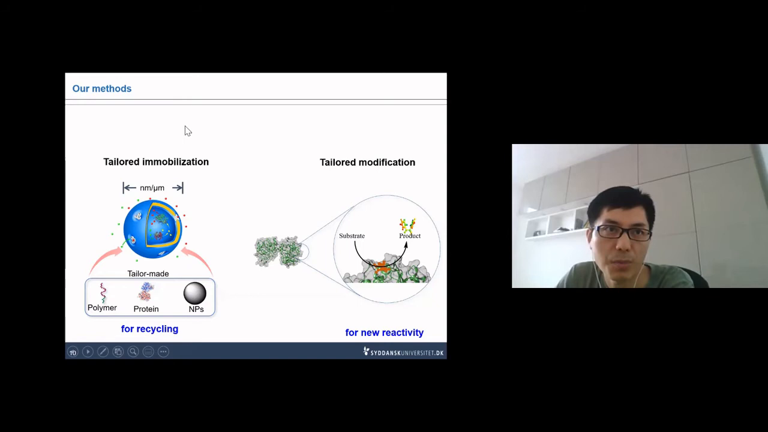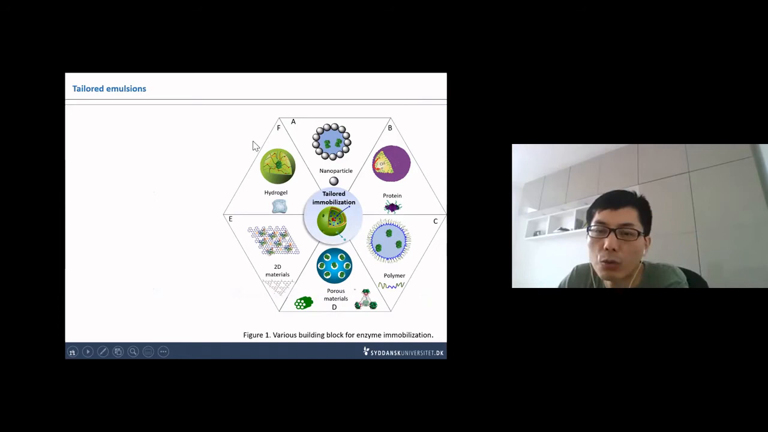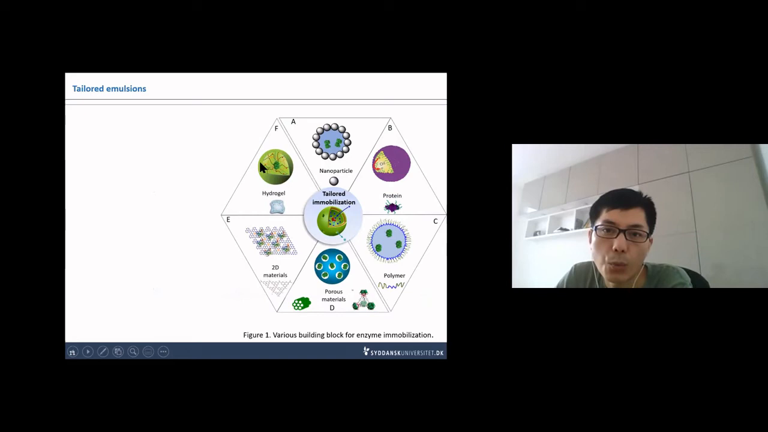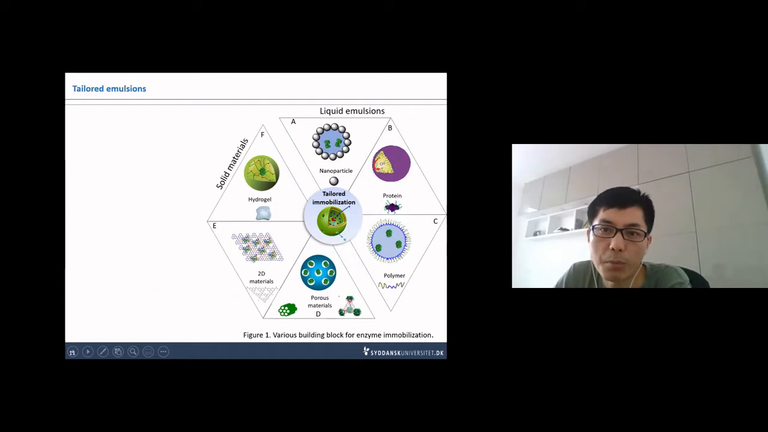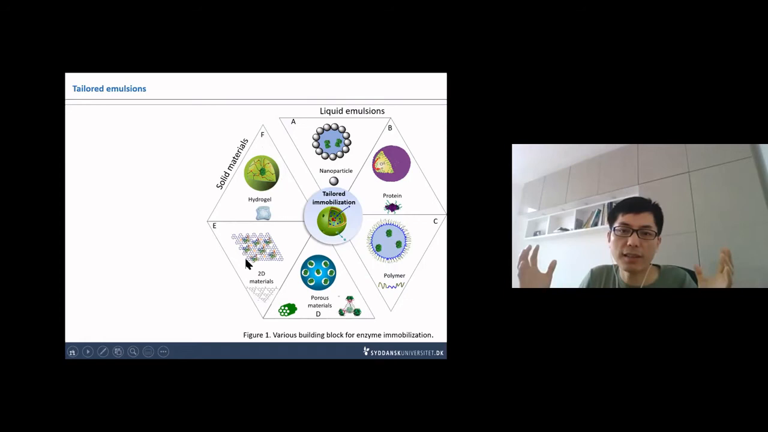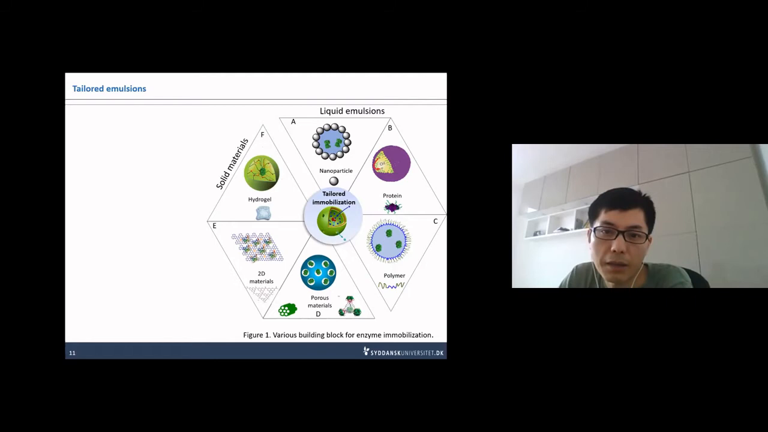So for the enzyme immobilization, in my group, it's further divided into two different parts. We use both solid materials and also liquid systems to immobilize enzymes. The solid materials are actually hard materials. For example, in the past, we used hydrogels, and we used mesoporous materials like metal organic frameworks and silicon mesoporous materials to encapsulate enzymes. After the encapsulation, after the immobilization, the enzyme can be reused many different times for recycling purposes.